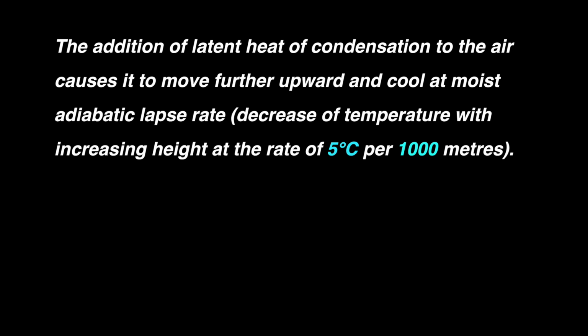The addition of latent heat of condensation to the air causes it to move further upward and cool at the moist adiabatic lapse rate, which is decrease of temperature with the increasing height at the rate of 5 degrees Celsius per 1000 meters. Thus, ascending air continues to yield precipitation with increasing height. It is apparent that the mountain barriers produce a trigger effect for moist air to ascend, cool and become unstable.